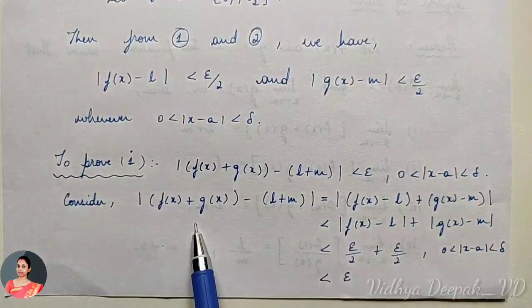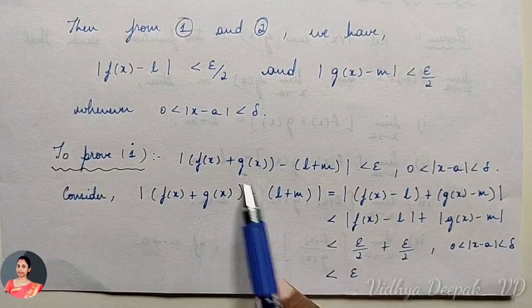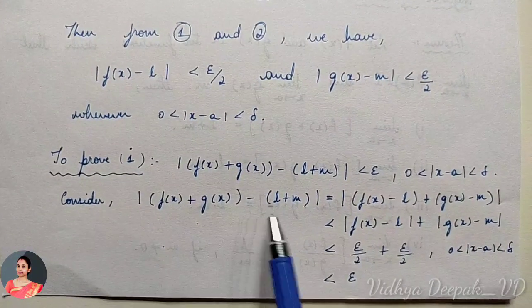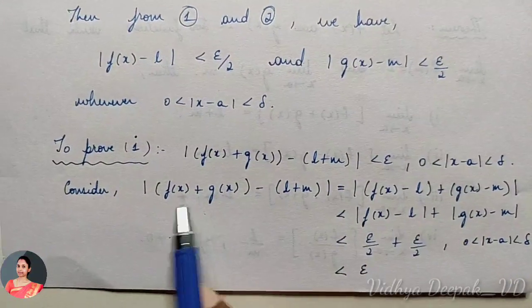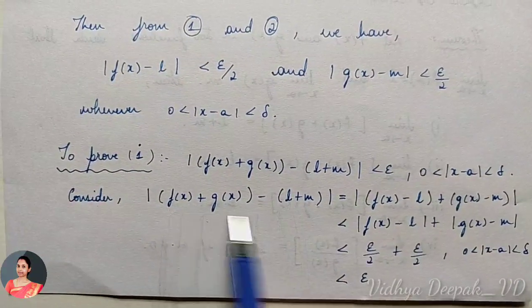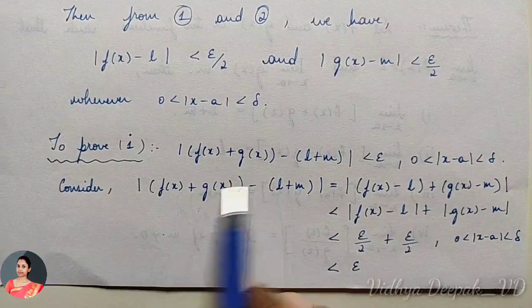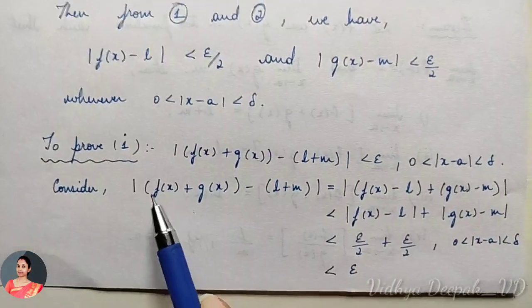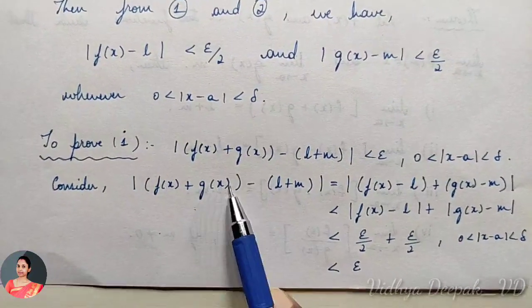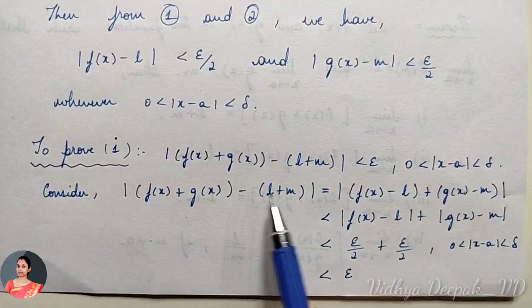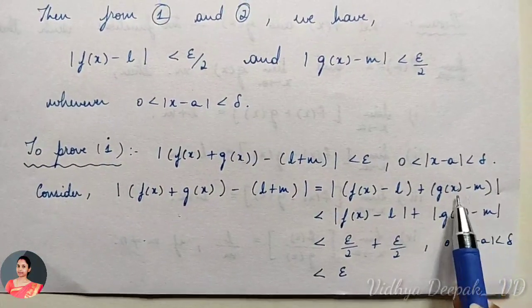Consider this one. We are taking this one. We have considered mod of f of x plus g of x minus L plus M is equal to, I am splitting this function and limits inside here. I'm jumbling it up. Okay, that is f of x minus L, I'll club together, plus g of x minus M. Plus into minus is minus. Okay, so that is g of x minus M.